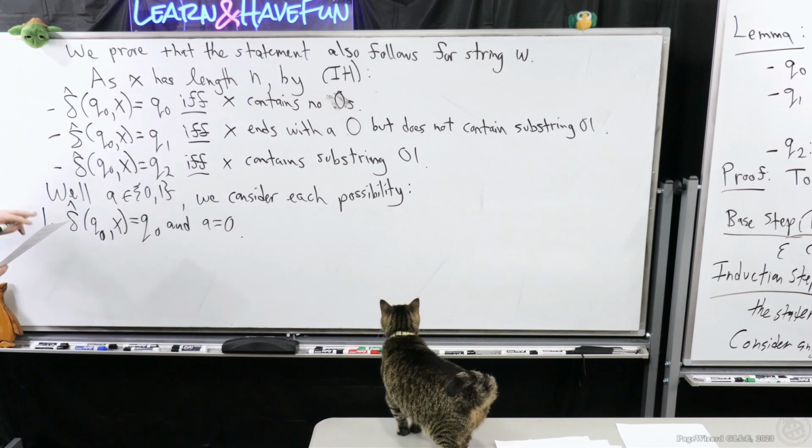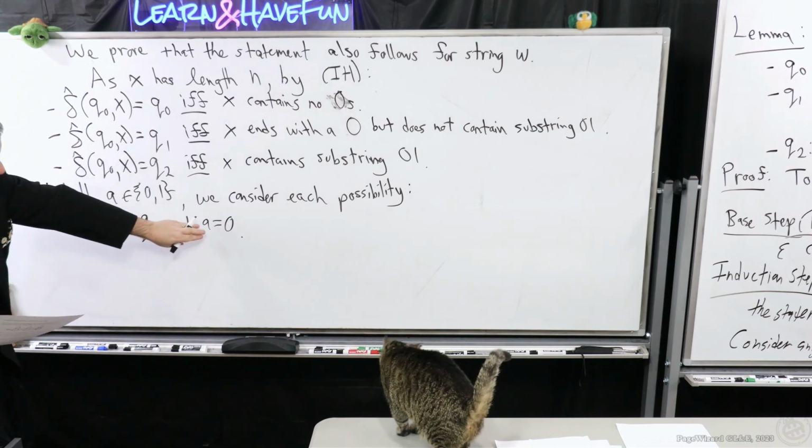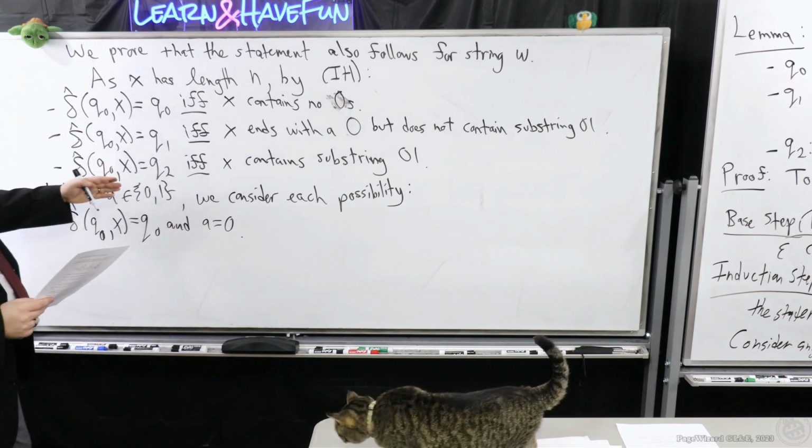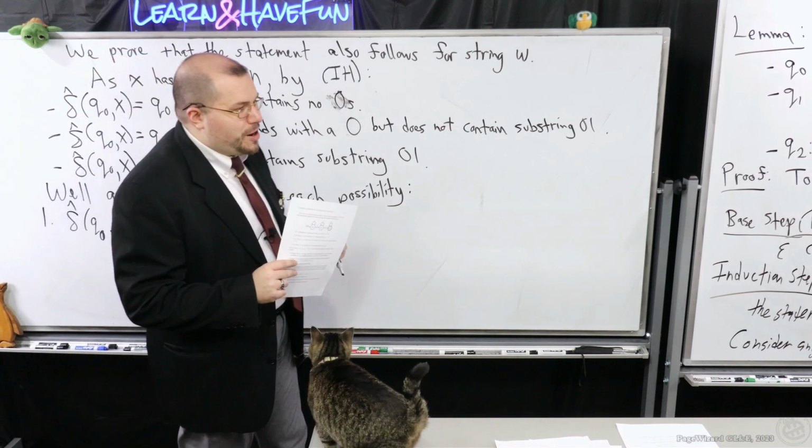But so we're going to have a case for when a is 0, and then we're going to have a case for when a is 1. We're going to do that for q2, and then q3 we'll see is not very surprising.